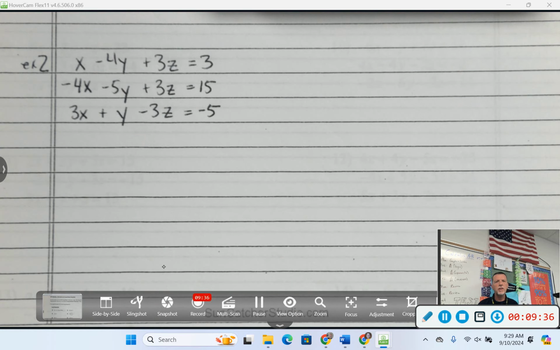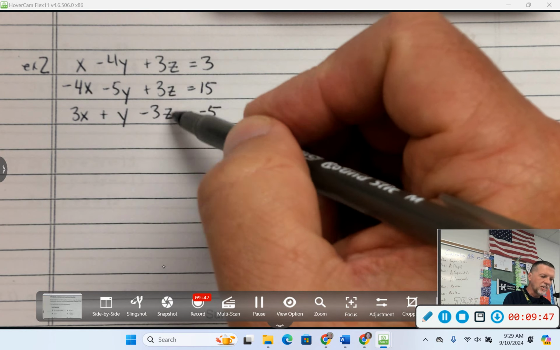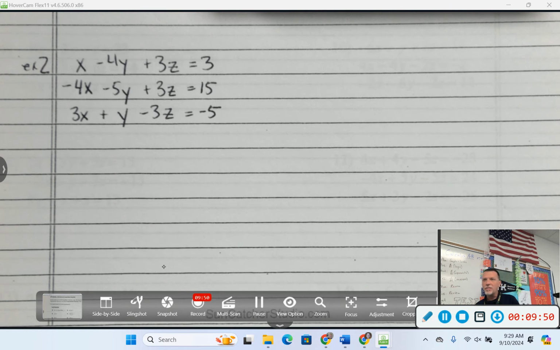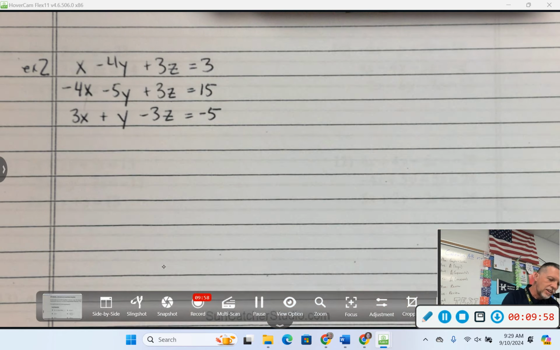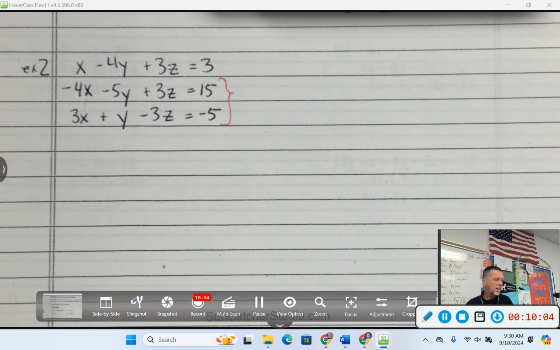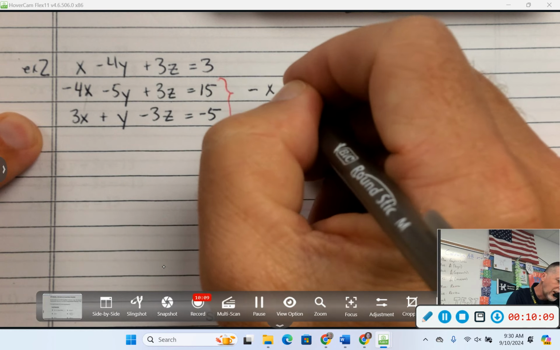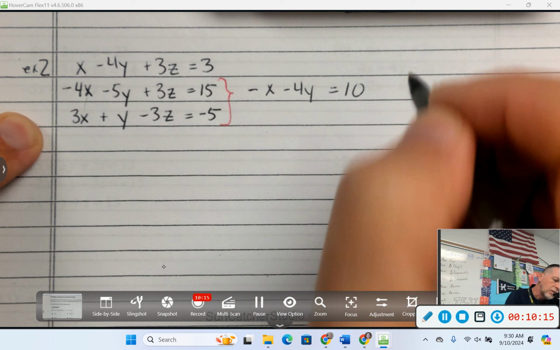Okay, 3 by 3. I'd like to make one of my variables go away so that it turns into a 2 by 2. So which variable should we eliminate first? I would say z because it's already set up to go. You can always pick any of the variables you want and just do the multiplying stuff, but this one's set up to make z go away. So let's combine the second and the third, because z will go away. So that would give us negative x minus 4y, the z's cancel, equals 10.